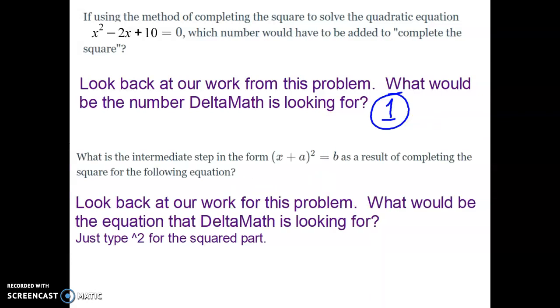All right, let's look at this one. The intermediate step. You remember we talked about this yesterday. Intermediate means in between. All right, and let's look back at our work. What is the equation that Delta Math is looking for?